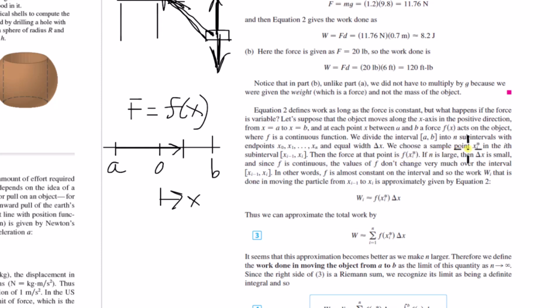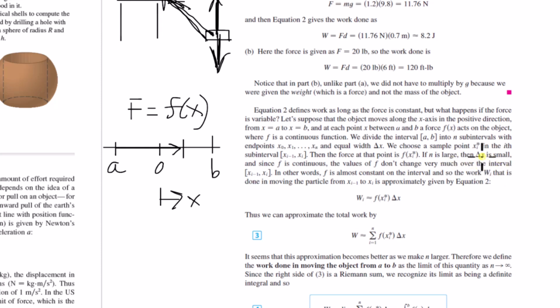We choose a sample point xi star in the ith subinterval. So xi star is any point within each subinterval. Then the force at that point is f of xi star. You can pick the right endpoint, the left endpoint, the midpoint, whatever, and you can look at it as the force within that subinterval. But the idea is if n is large, then delta x is small, and since f is continuous, the values of f don't change very much over the interval.